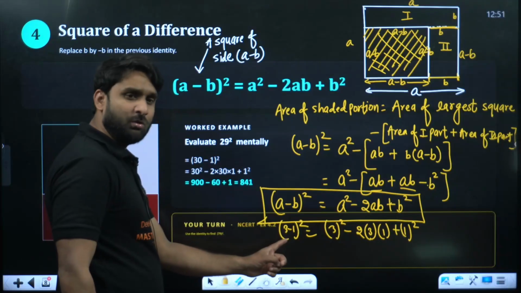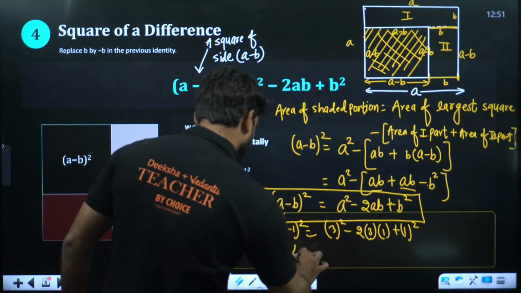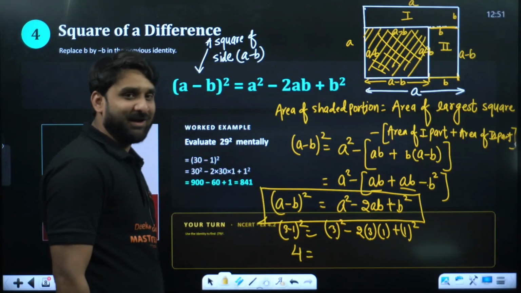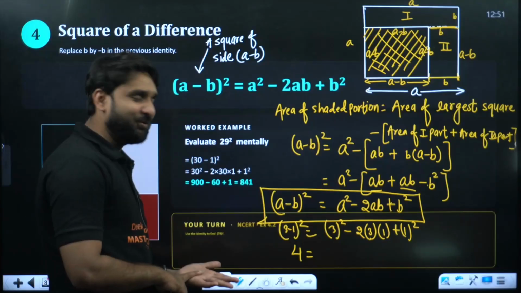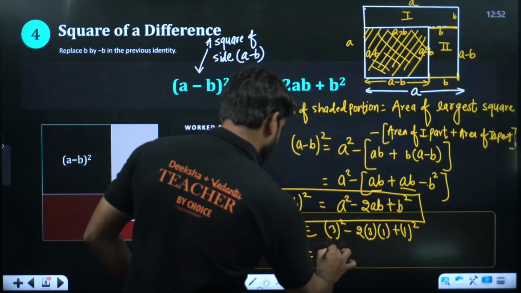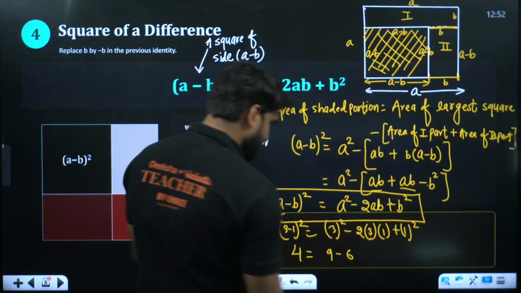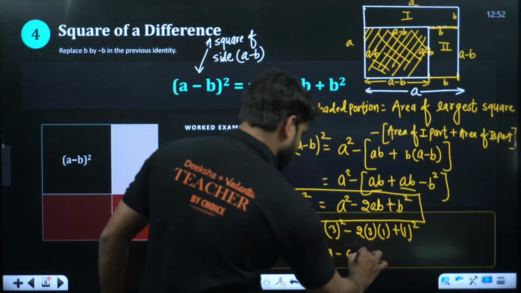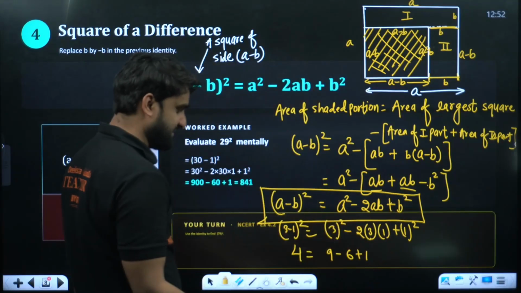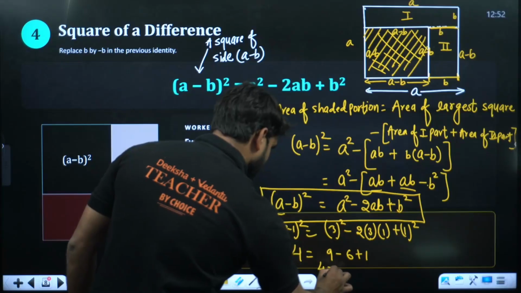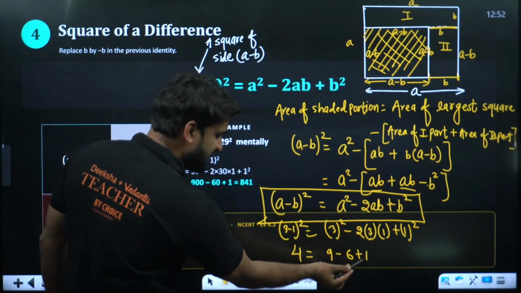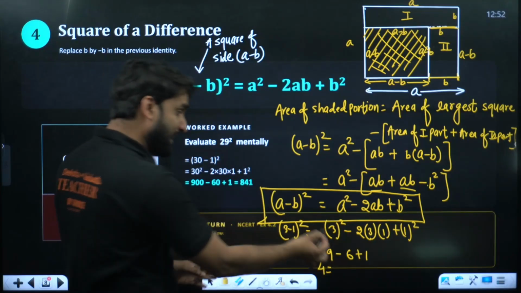3 minus 1, 2, and 2 square will be 2 times 2, which is 4. I'm not multiplying; I'm multiplying 2 itself by 2 times. 2 into 2 is 4. Now here 3 square is 9, minus 2 times 3 is 6, and plus 1 square, which is 1. So this is 4, and can you see here 9 is plus, 1 is plus. So 9 plus 1 is 10, and minus 6.